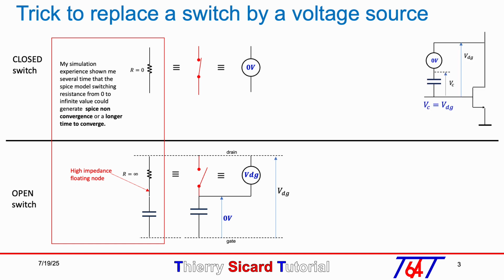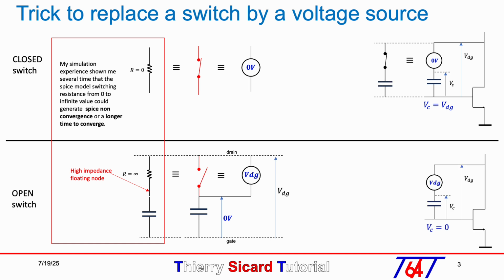Thus, the complete circuit with the capacitor connected, the gate and drain of the NMOS is shown above with a 0 volt voltage source replacing the closed switch. In the case of an open switch, the open switch is replaced by a voltage source equal to VDG. The switch must be closed when VDG is positive and open when VDG is negative.